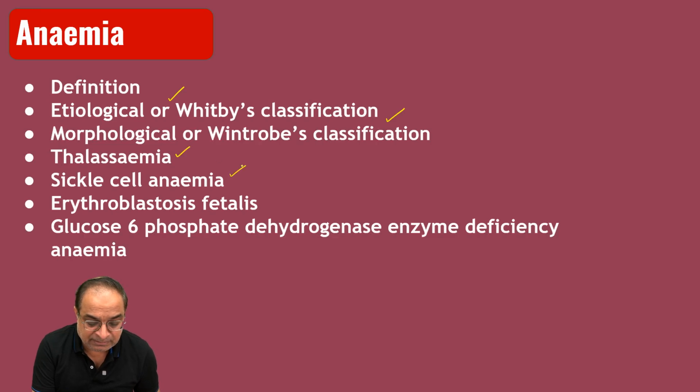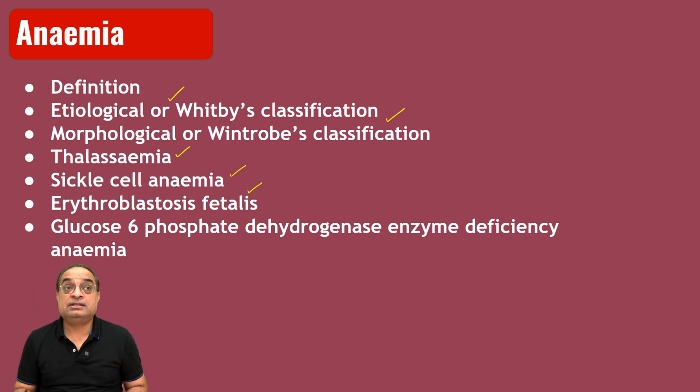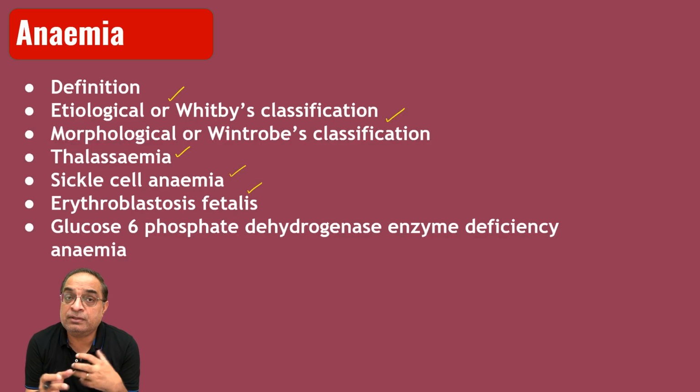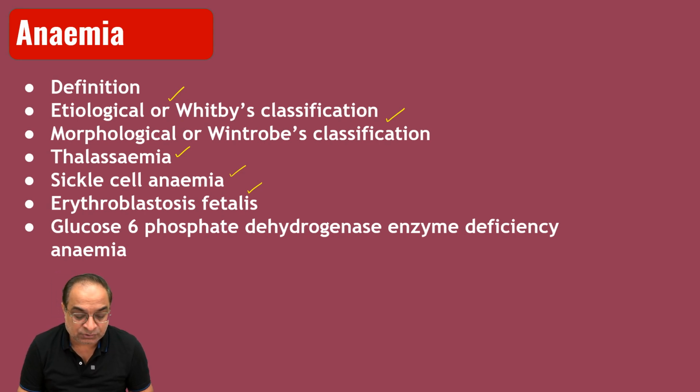Thalassemia, sickle cell anemia, erythroblastosis fetalis, or the hemolytic disease of the newborn, when the Rh factor of the mother and the fetus doesn't match. If an Rh negative female is carrying an Rh positive fetus in her uterus, then what can be the complications? What are the types of antibodies which are produced, and what are the problems which they can create? This will be discussed in detail in erythroblastosis fetalis.